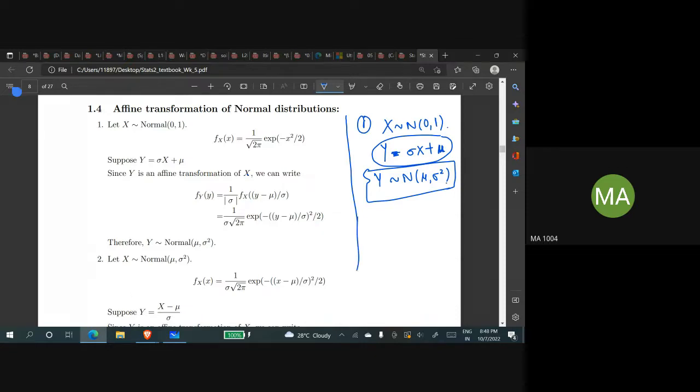And the second result says, just the opposite: if you have a random variable x that is normal with mean mu and variance sigma square, and you define another random variable y as x minus mu by sigma, then y comes out to be normally distributed with mean 0 and variance 1. So these are the two results. You can try it yourself.